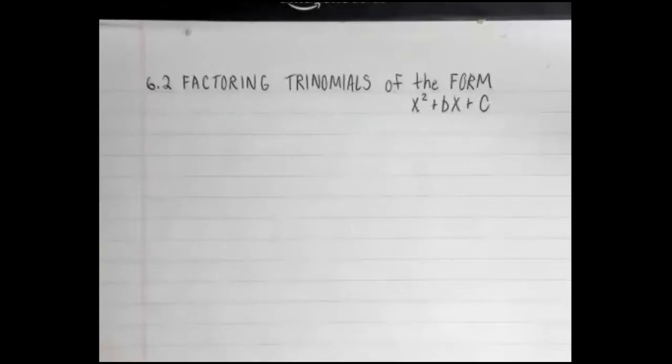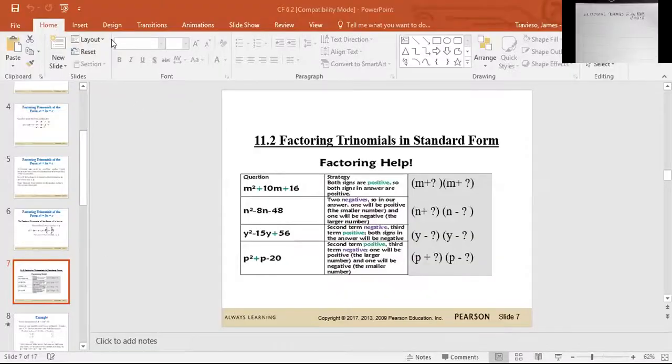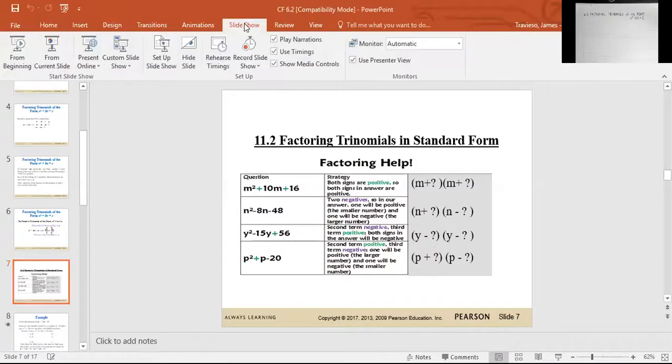All right, so 6.2, we are factoring trinomials in, this is kind of your standard form, a squared plus bx plus c. Hopefully you guys went through that PowerPoint already. There's a slide that I think is important. This is it, let me get into it.